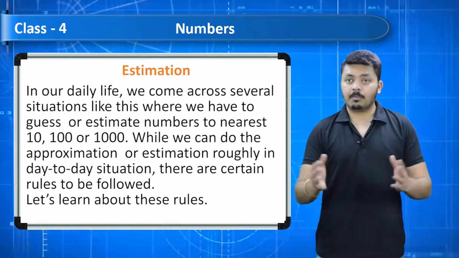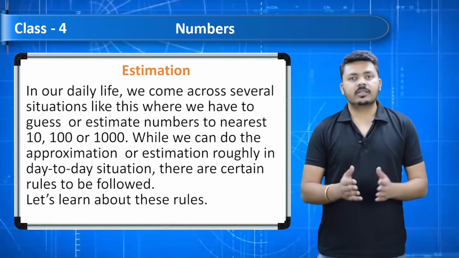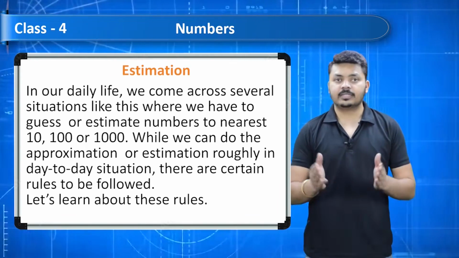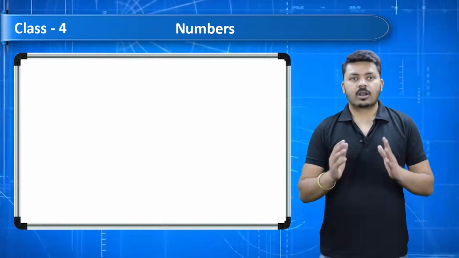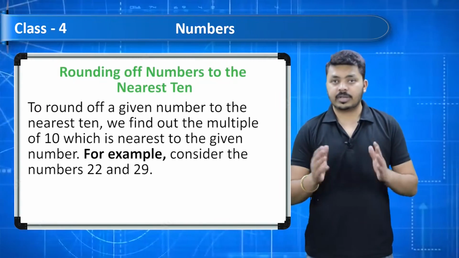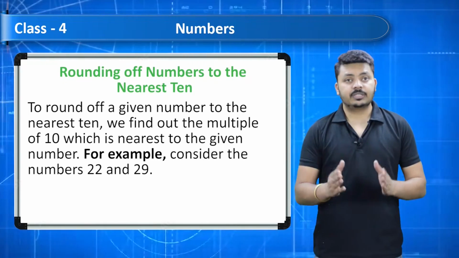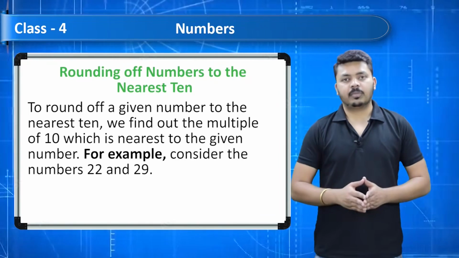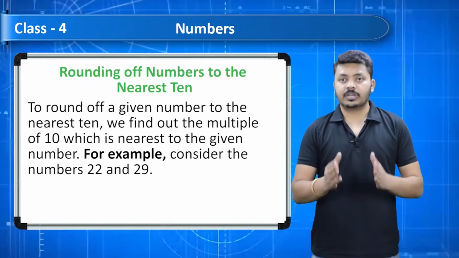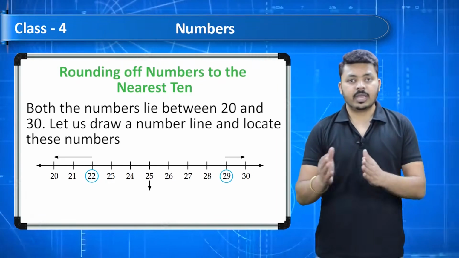While you can do the approximation or estimation roughly in day-to-day situations, there are certain rules to be followed. Let's learn about these rules. Rounding of a number to the nearest 10. To round off a given number to the nearest 10, we find out the multiple of 10 which is nearest to the given number. For example, consider the numbers 22 and 29. Both the numbers lie between 20 and 30.